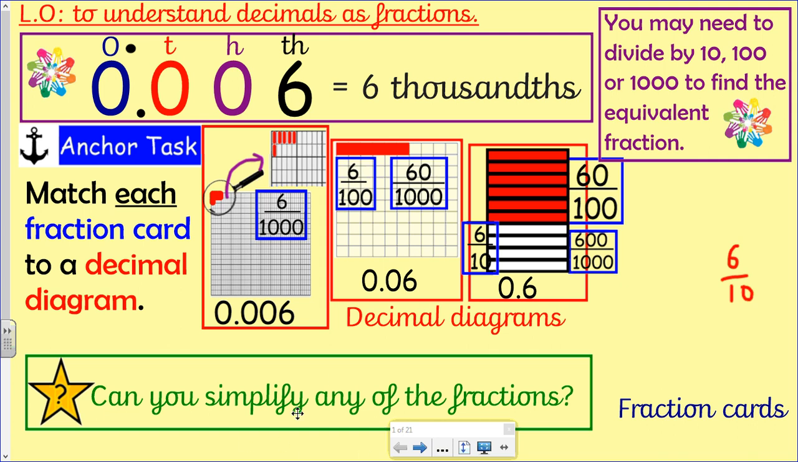Well, I've kind of done this as I've gone along, really. So can you simplify any of the fractions? Well, yes, I just did them over here. So these ones are all equivalent to 6 tenths. This one is equivalent to 6 hundredths. So yes, you can. It's this one here for 6 hundredths and these two here for 6 tenths.